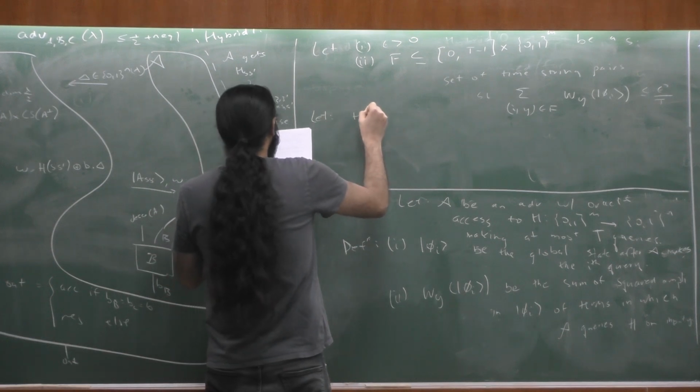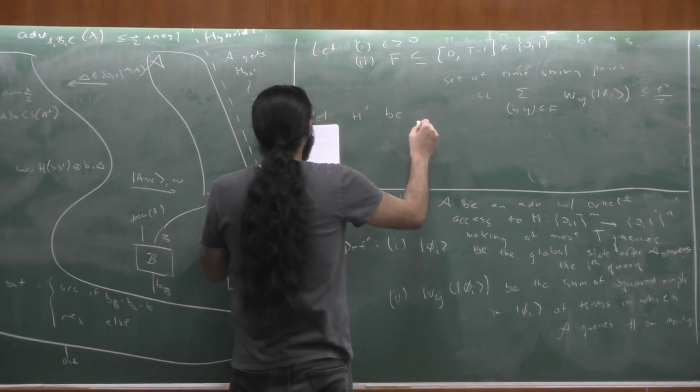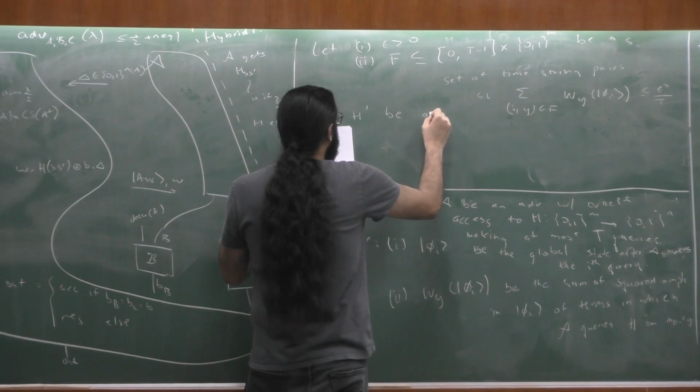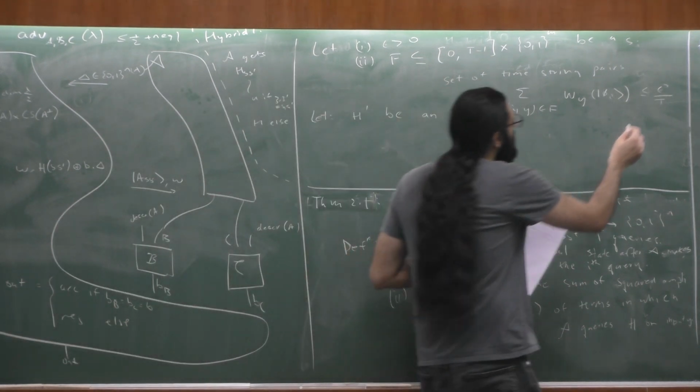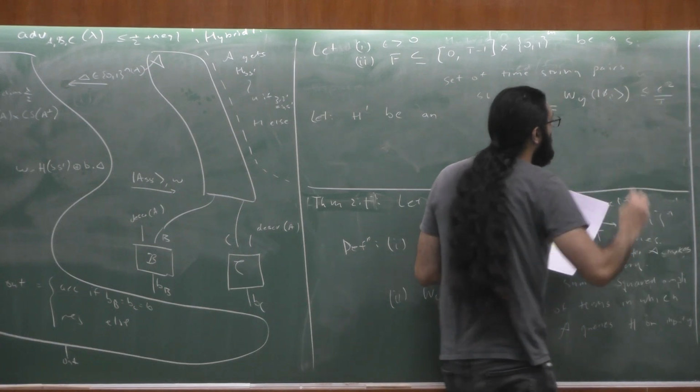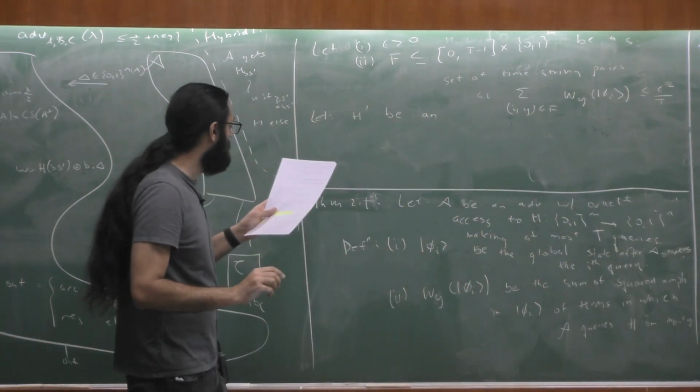The statement is the following. So you say, let H'. Oh, sorry, we're still not done. Epsilon by T or epsilon squared? Square. Yeah, there's a square here. Sorry, epsilon squared by T.